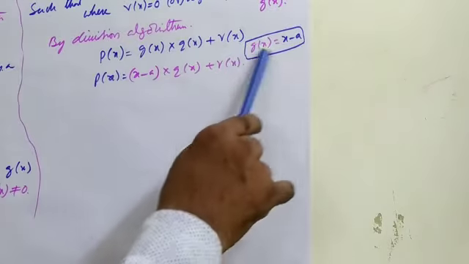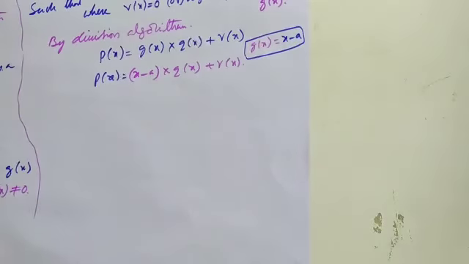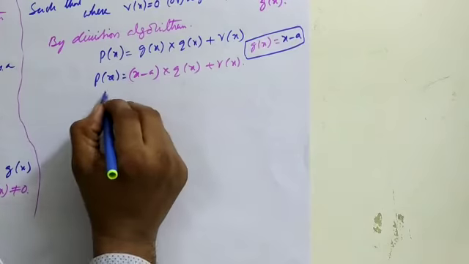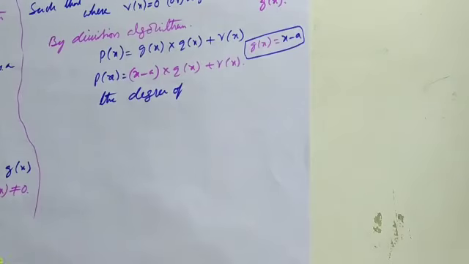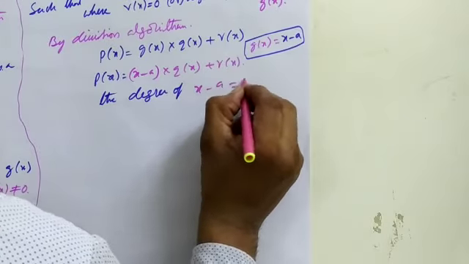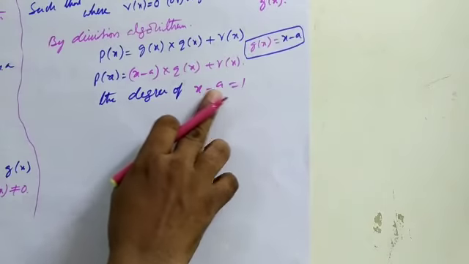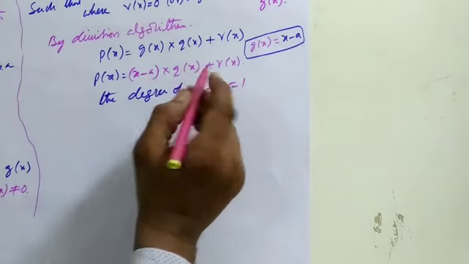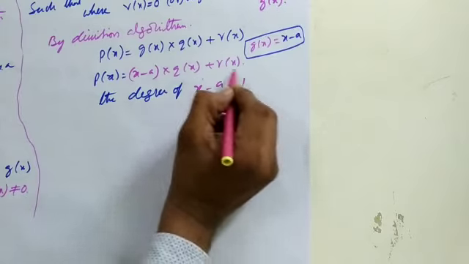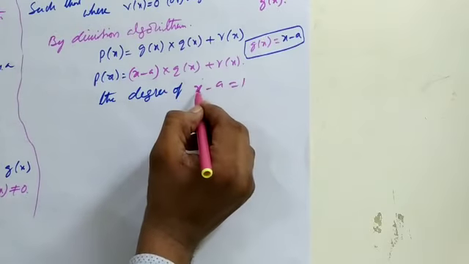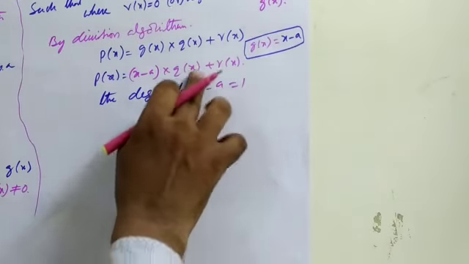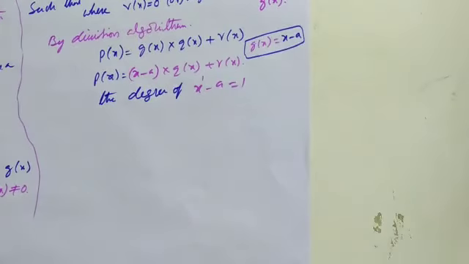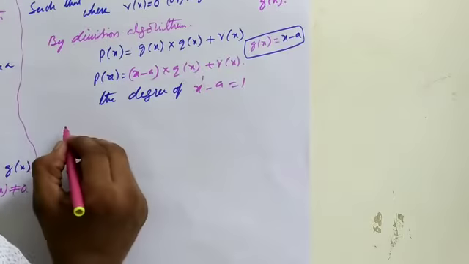Here g of x is equal to x minus a. Since the degree of x minus a is 1, why? Because a is a constant and x is the variable, so the degree of the linear polynomial x to the power 1 is 1. Therefore the degree of x minus a is equal to 1, and the degree of r of x is less than the degree of x minus a.